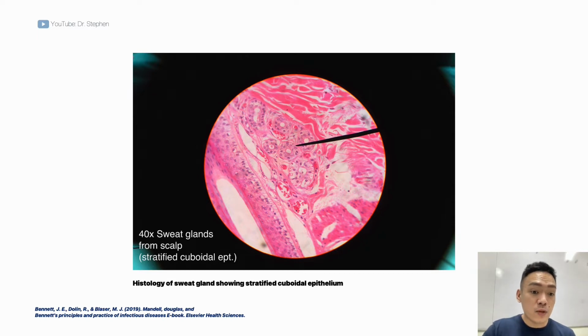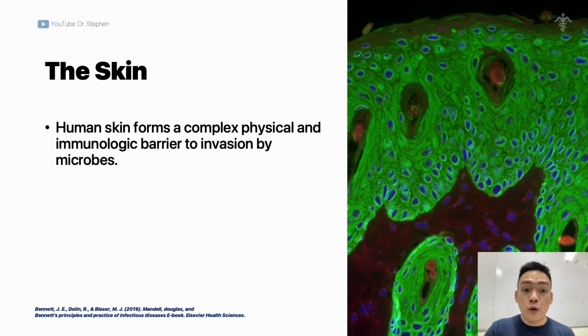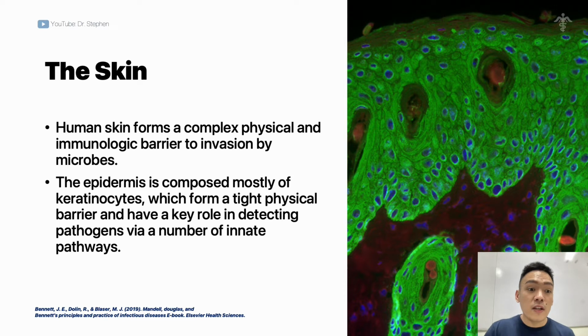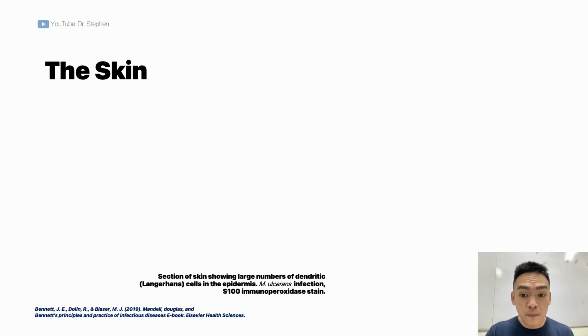So this is 40x sweat glands from scalp, a stratified cuboidal epithelium. Take a look at the morphology and the histology of each of these tissues. Your skin is forming a complex physical and immunologic barrier to invasion of microbes. Again, as one of the largest organs of your body, the epidermis is composed mostly of keratinocytes, which form a physical barrier, and it has a key role in detecting pathogens via a number of innate pathways, and it's not limited to one pathway alone.